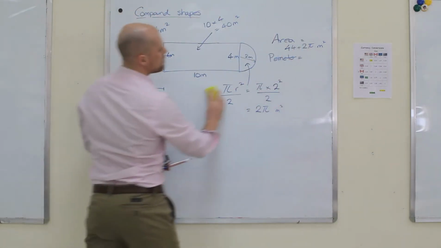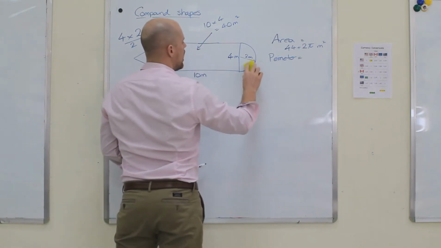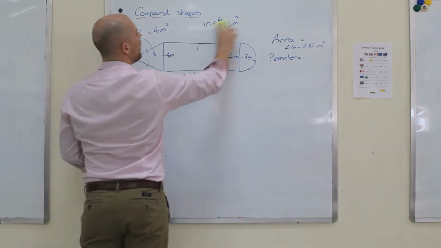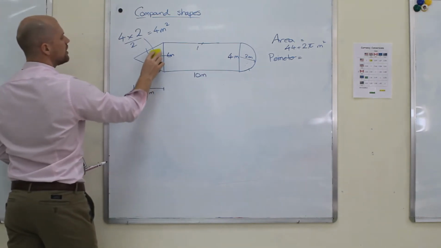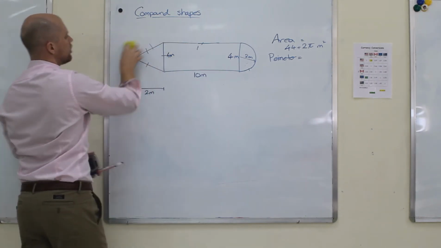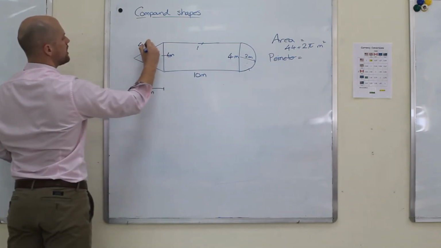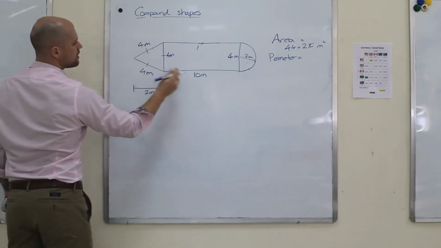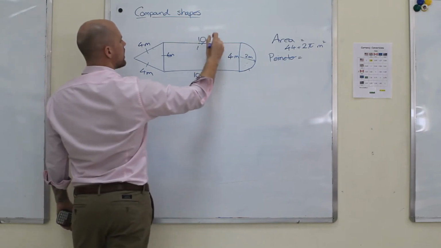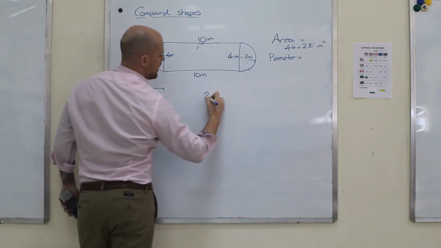Now to calculate the perimeter, it's very similar. We just add up all the outside lengths of my compound shape. So I have, this one's at 4 meters, 4 meters, 10 meters, 10 meters. So that's 10, 20, that's so far 28 meters.